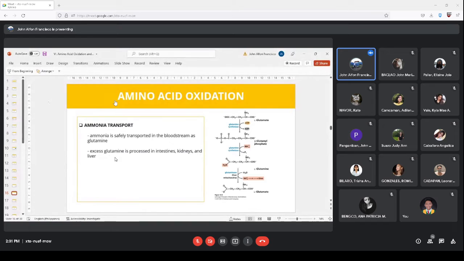Excess glutamine is processed in the intestine, kidneys, and liver. So you can see here, your glutamate will capture, ayan, meron ko nang L-glutamine containing amine group, and it can now move out to your bloodstream, and it can now be processed at ma-release yung ammonia.